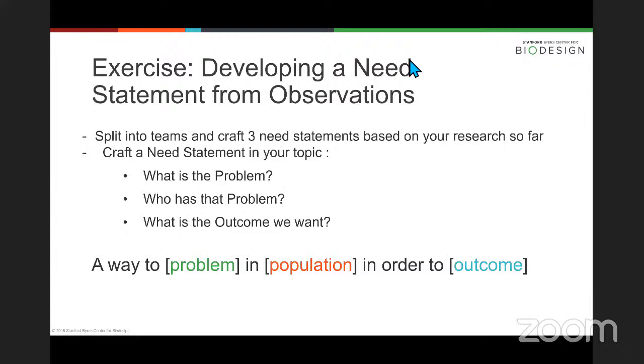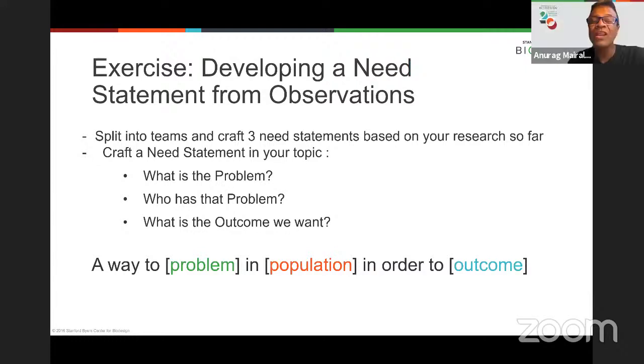Yes. Because I would like to ask you, when you're done with this entire program, what's your need statement at the end? Is it the same one that you started with here, or has it evolved? My hope is that it does evolve.